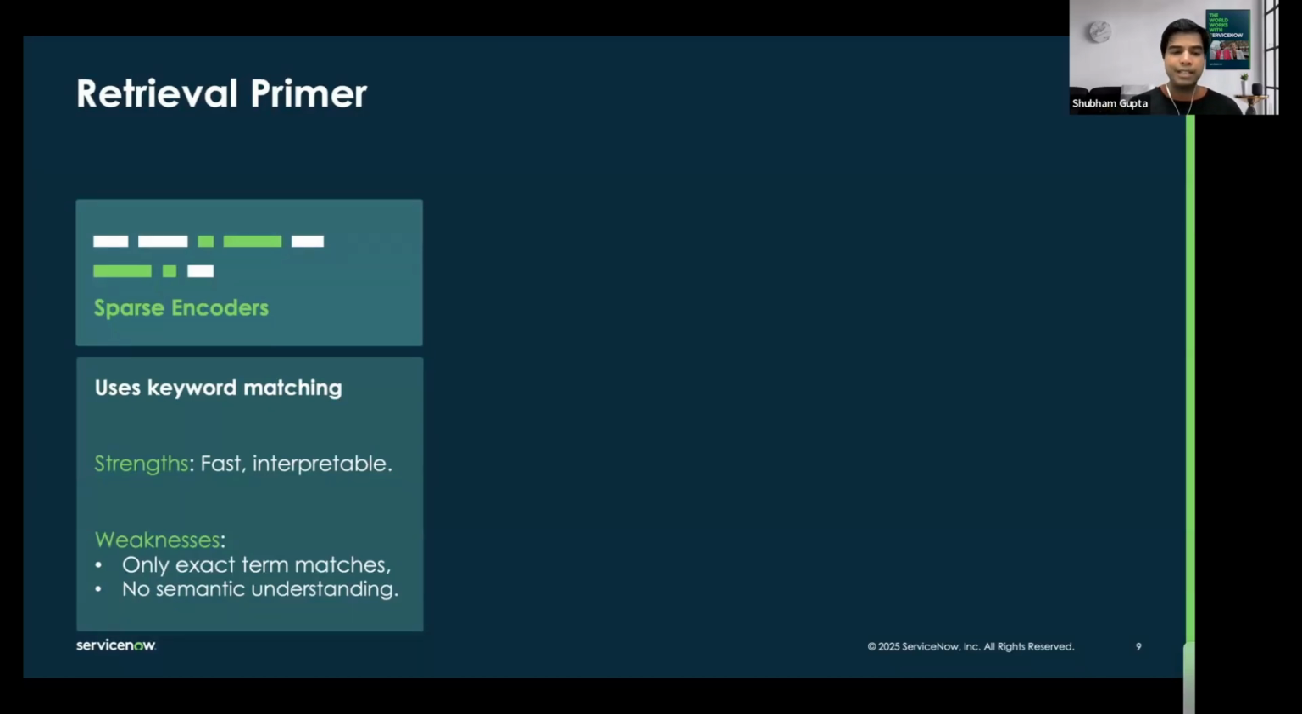But it also has weaknesses. It only works if the exact term matches. It does not understand the semantics at all. It does not work if you use synonyms. If you change the language a little bit, this kind of methodology fails. It does not understand the underlying meaning of the sentences in a document. It is looking at the exact words used in the documents, which limits its applicability and also limits its accuracy.